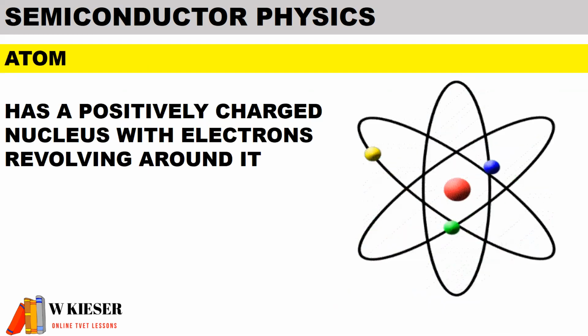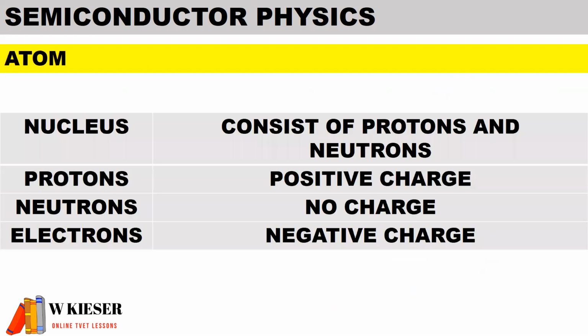An atom has a positively charged nucleus with electrons revolving around it. A nucleus consists of protons and neutrons. Protons have a positive charge, neutrons have no charge, and electrons have a negative charge.